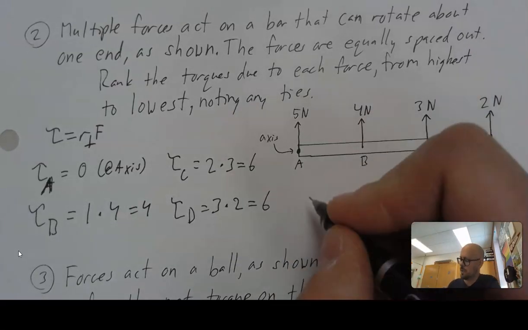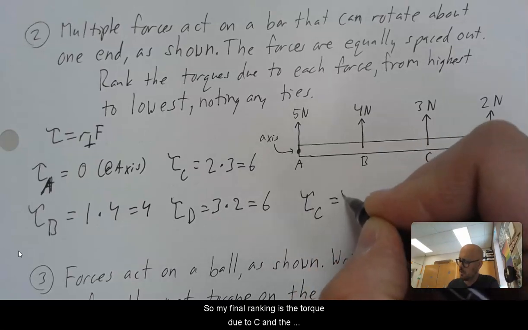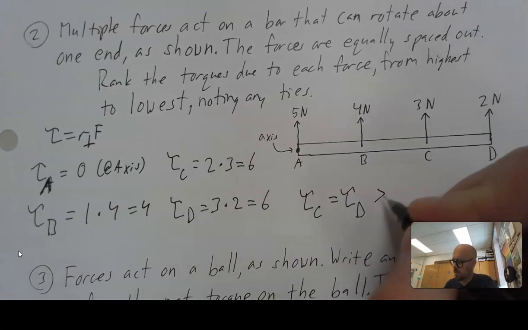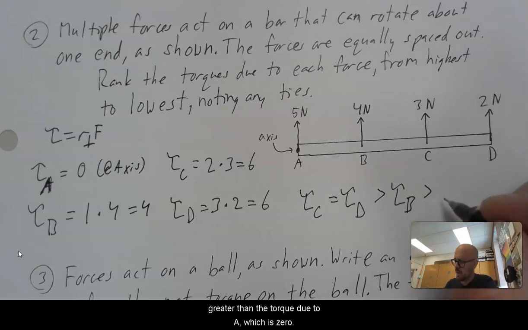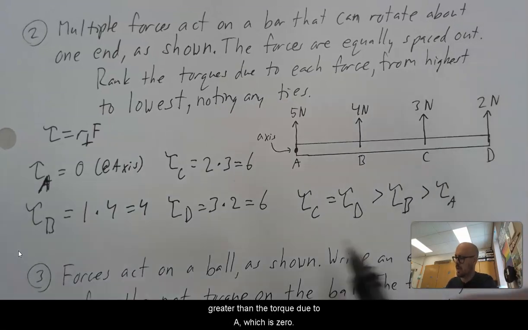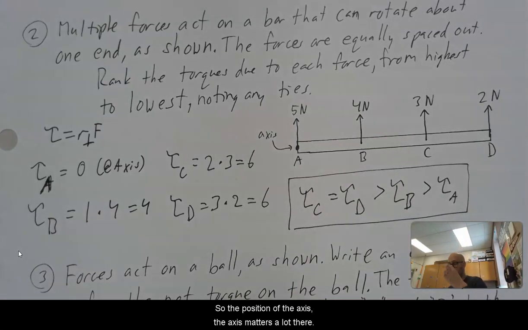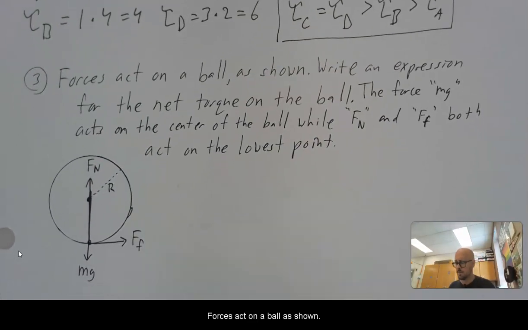spaces away. So my final ranking is the torque due to C and the torque due to D are the greatest and equal, they are greater than the torque due to B, and that is greater than the torque due to A, which is 0. So the position of the axis matters a lot there. Okay, last one. Forces act on a ball as shown.